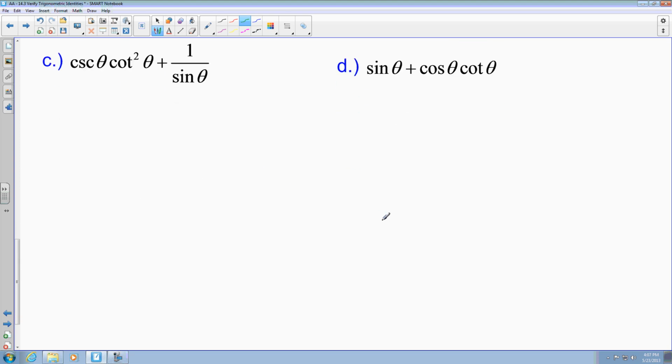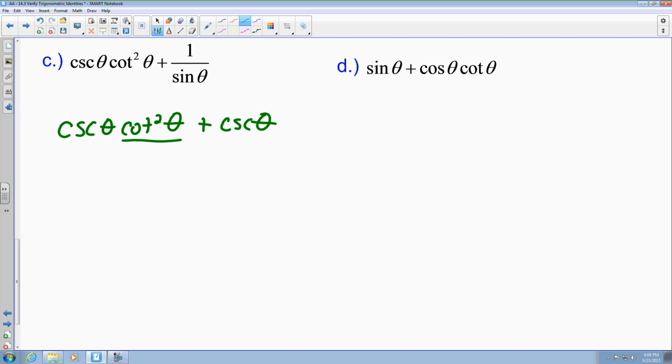C, I'm going to rewrite secant theta times cotangent squared theta plus 1 over sine theta, which can be rewritten as secant theta times cotangent squared theta plus cosecant theta. Okay? Looks like I have two secants, so maybe I can combine something with that. So let's take a look-see.